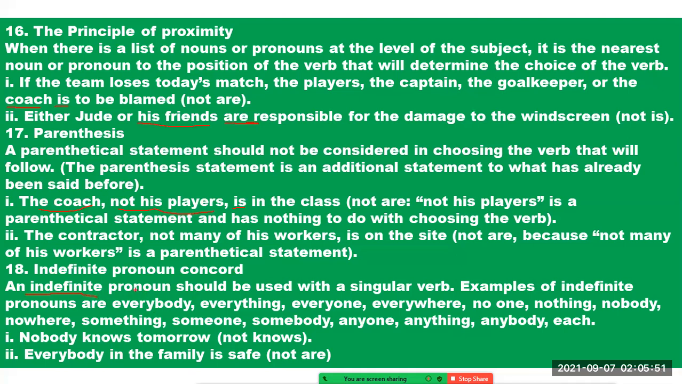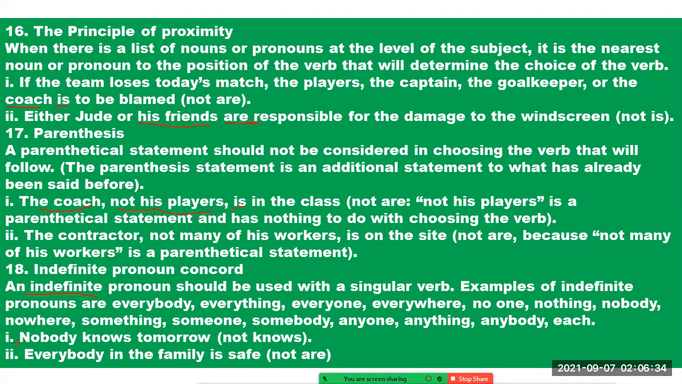So examples of indefinite pronouns are everybody, everything. Everybody doesn't refer to any particular person. Everything doesn't refer to anything in particular. Now, everyone, everywhere, no one, nothing, nobody, nowhere, something, someone, somebody, anyone, anything, anybody, each. Yeah, so you can see these are indefinite pronouns. And whenever we use an indefinite pronoun, it is followed with a singular verb.